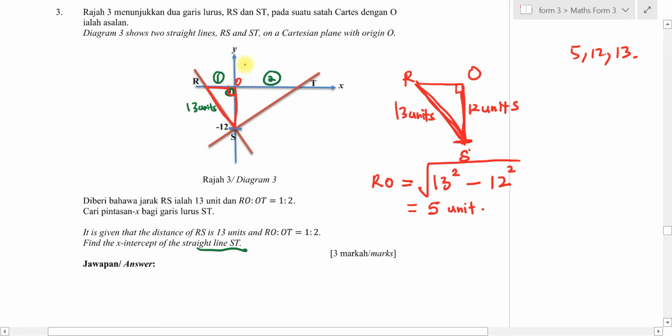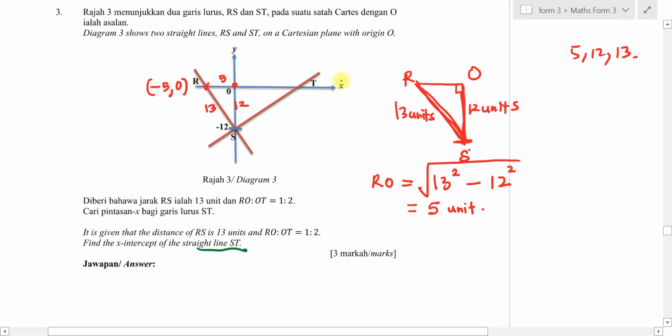So that means this one is 12 units, this one is 13 units, this one is 5 units. But it is going towards the left, so the coordinate for R is negative 5, 0. You know, from 0, 5 units to the left means negative 5.